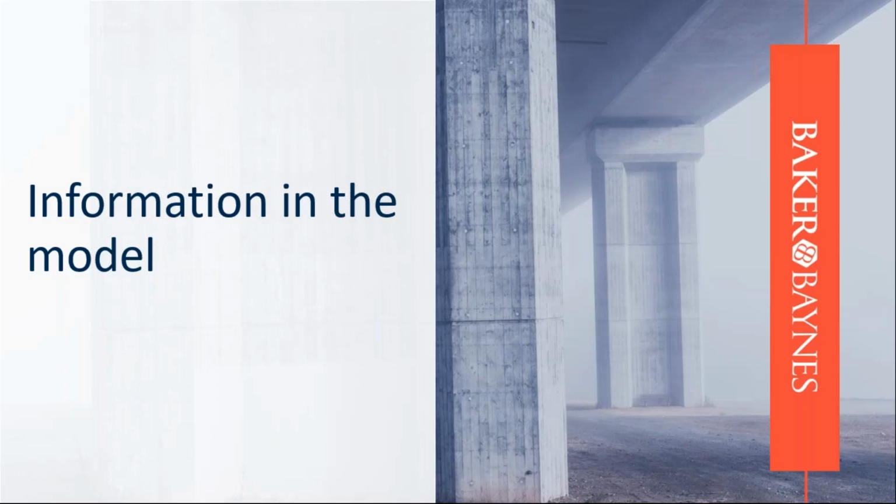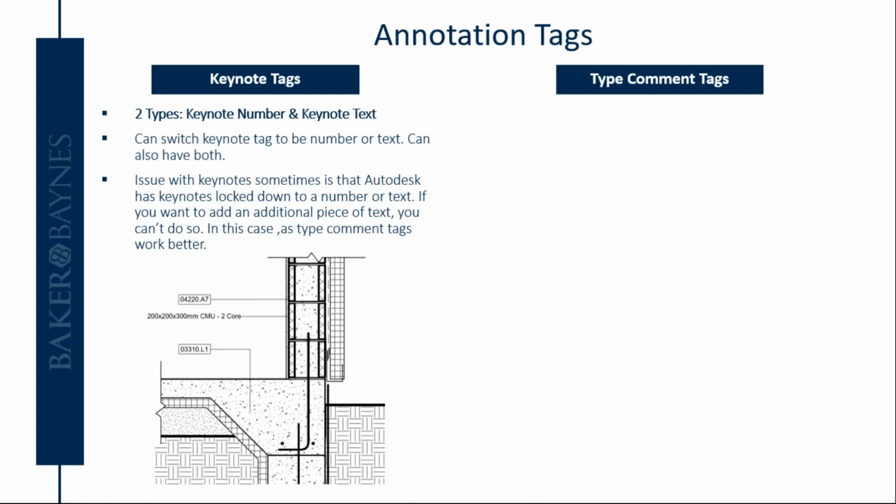So what about the information of the model? We just talked about detail and different ways to include detail. So information can be presented in different ways. So you can just use the normal tagging, but there's also some other tags that you can use. The first one being keynote tags, which can represent either a keynote number or keynote text, as shown in the example here. The limitation here is that you can only tag either the keynote number or text, but not both, and you have to rely on schedules to reference the relevant information. So this can be very useful for things like finishes and material information, but in other cases, you might want to make use of type comment tags instead. So this allows you to add custom information to your model.